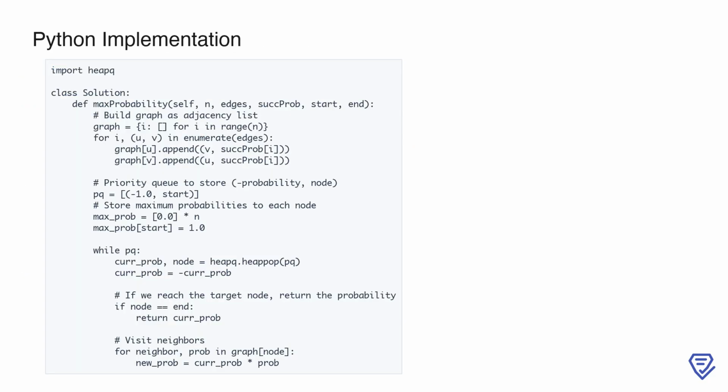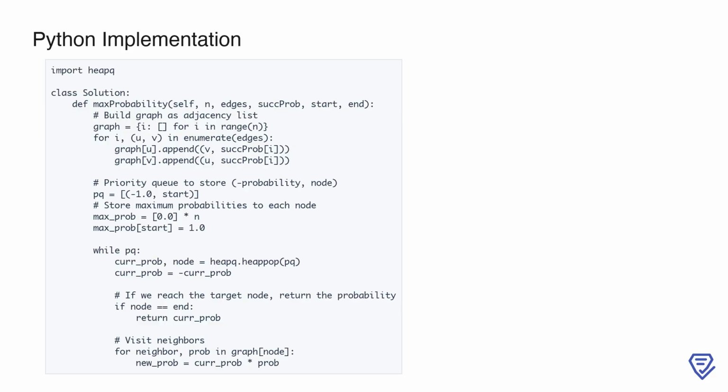To solve this problem, we start by importing the necessary library, heapq, which we'll use for our priority queue. Then, we define the maxProbability function, which takes the number of nodes n, a list of edges, their success probabilities succProb, and the start and end nodes as inputs. First, we construct the graph as an adjacency list. Each node maps to a list of its neighbors, where each neighbor is paired with the corresponding success probability. This allows us to represent the undirected graph efficiently.